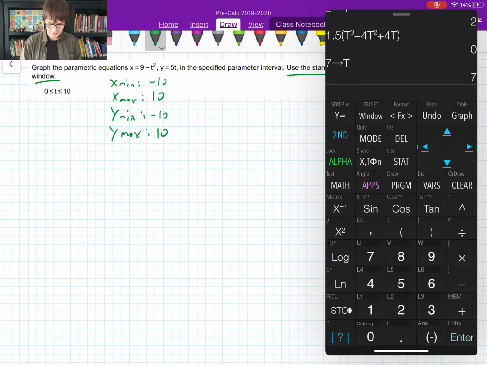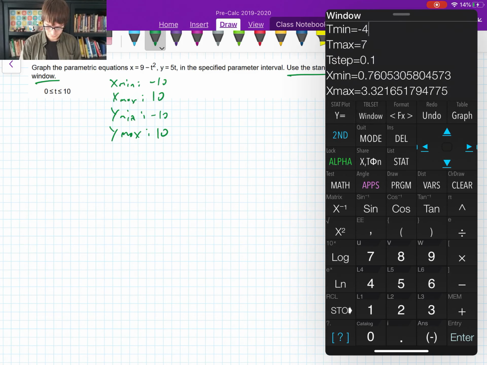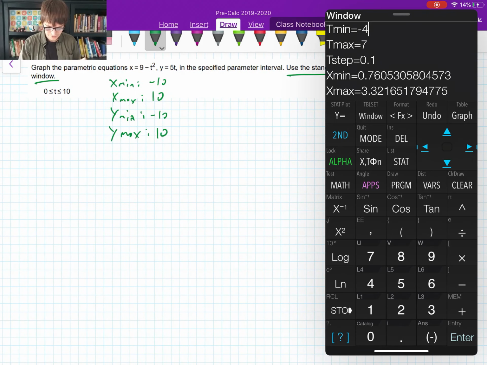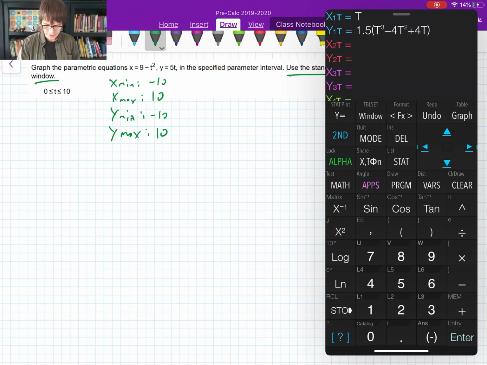Before we do anything, let's make sure that we get our parameters correct. Well, actually, let's just graph it. Let's do the graph first and then make sure our parameters are correct, because that's what we normally do. So we're going to put in x1 is 9 minus t squared, and y1 is 5t.